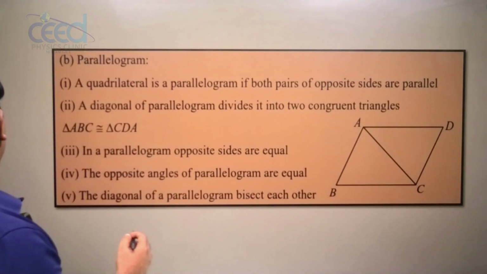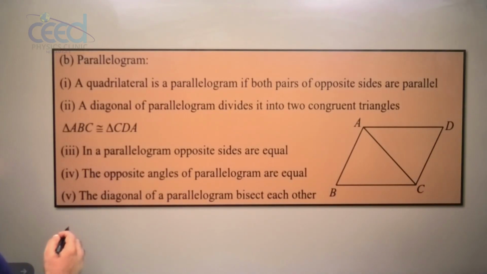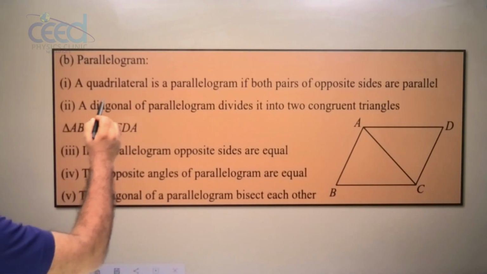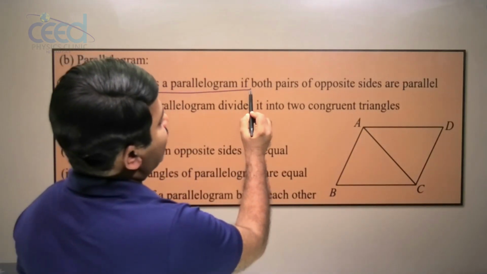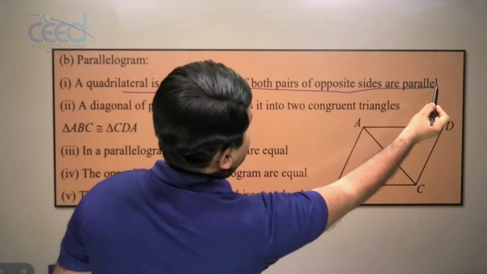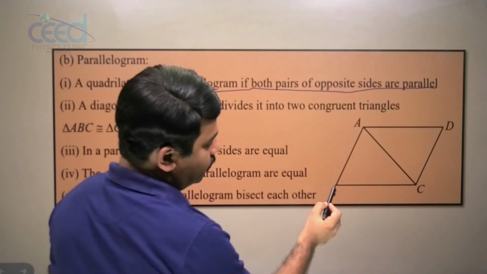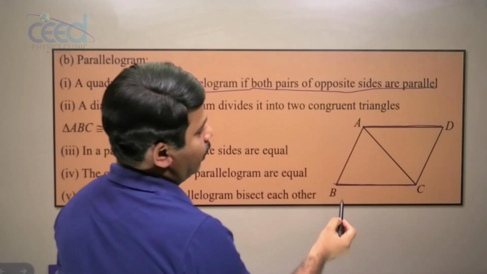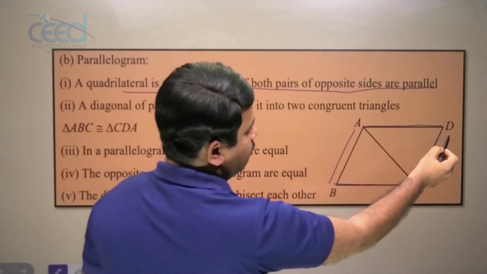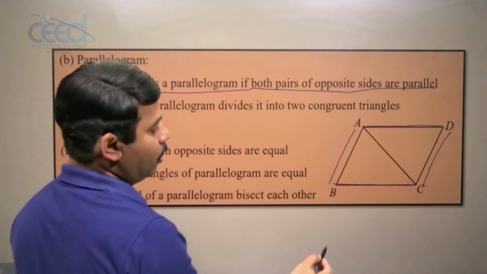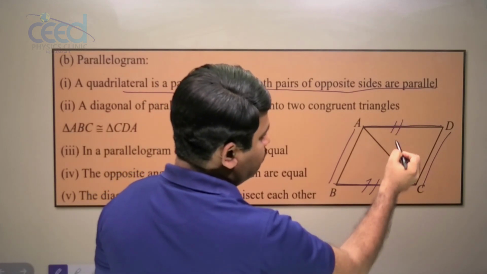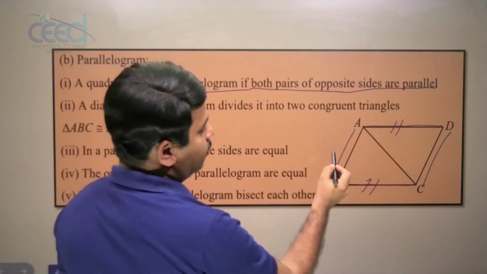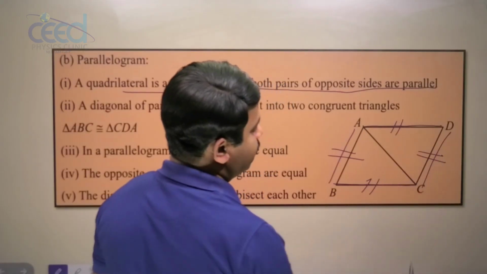Next, parallelogram. What is a parallelogram? A quadrilateral is a parallelogram if both pairs of opposite sides are parallel. See, these opposite sides are parallel, and the next pair, this and this, are parallel. Opposite sides are also equal, right, this equal to this.